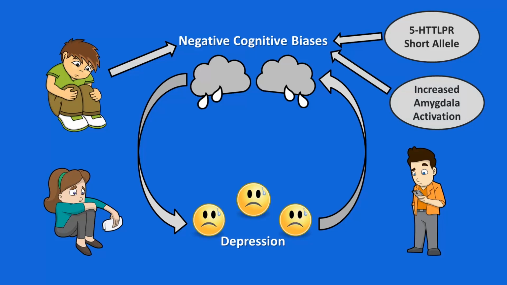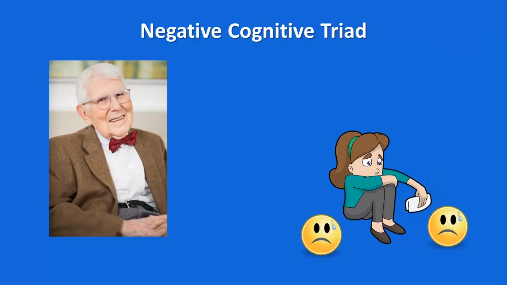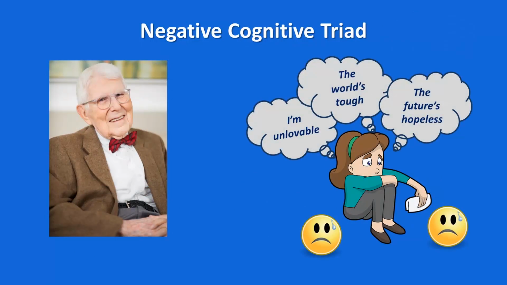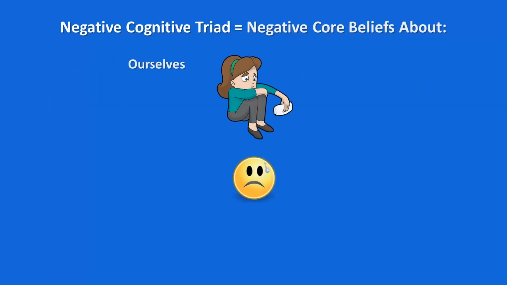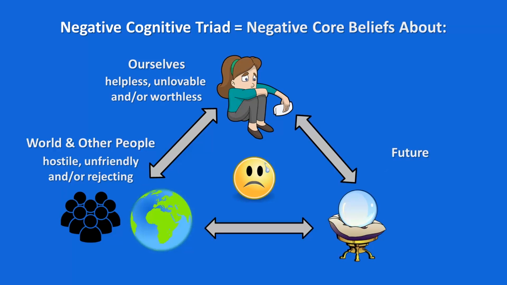So now let's look at the heart of this model. According to Beck's research into the relationship between thinking and depression, what makes us most vulnerable to depression is the presence of what he calls the negative cognitive triad, which is a set of negative core beliefs about ourselves as helpless, unlovable, or worthless, and negative core beliefs about the world and other people as hostile, unfriendly, or rejecting, and negative core beliefs about the future comprised of hopelessness and pessimism.